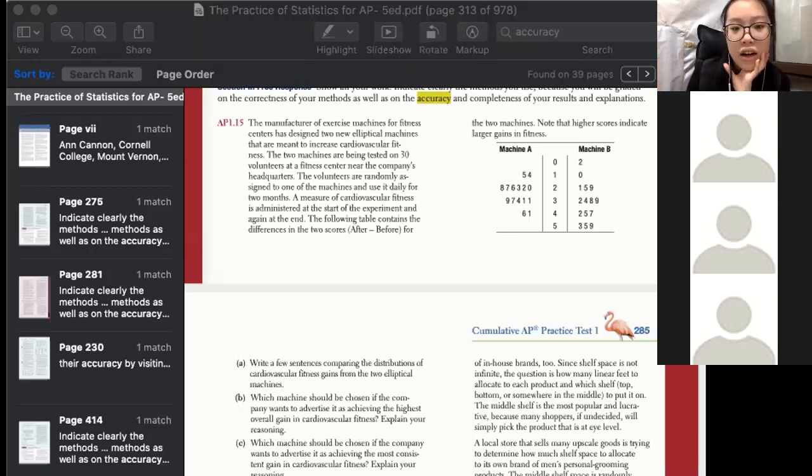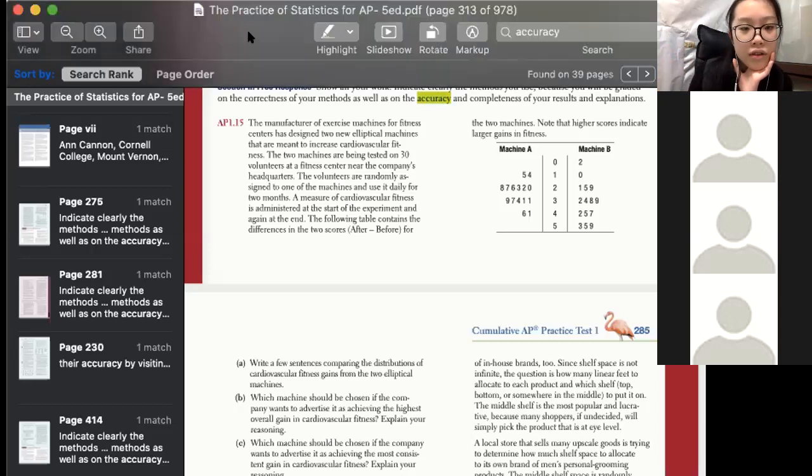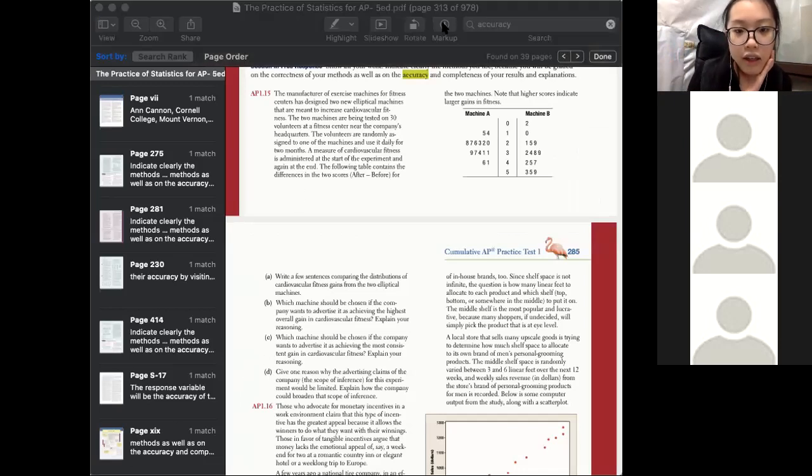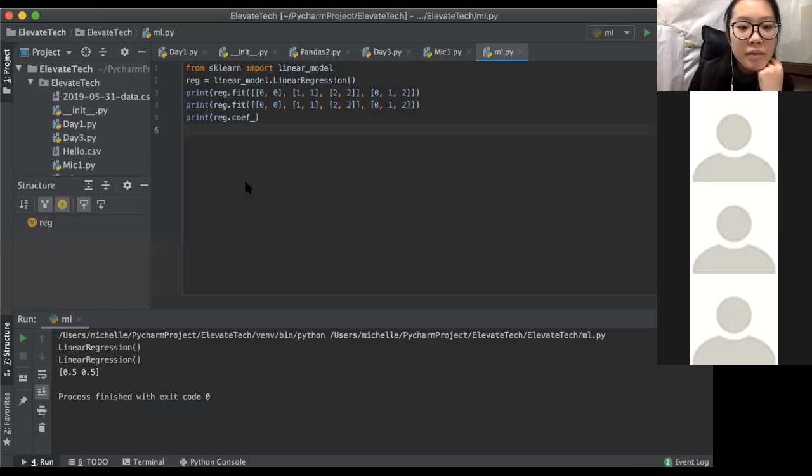So I'm going to show some machine learning packages. I'm going to shift to my IDE. So this is my IDE. Okay, I've already written something here.